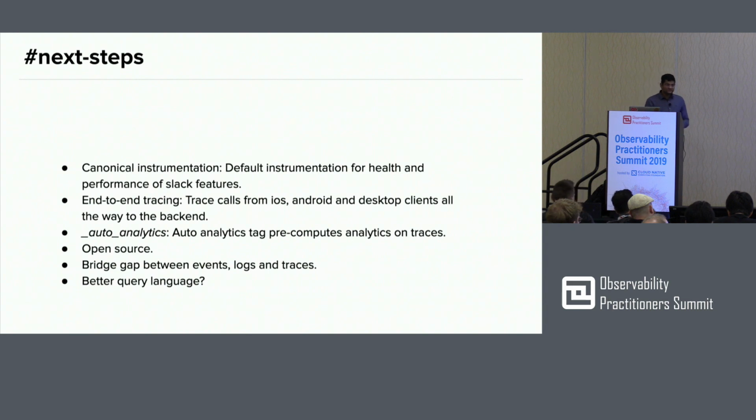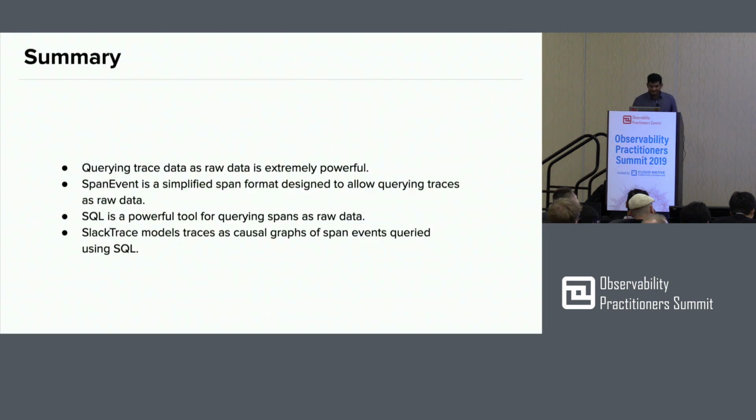In future, we want to open source the system, and using this system, we want to bridge the gap between events, logs, and traces. We also want to, at some point, investigate a more concise query language for querying this data, because right now, SQL is honestly verbose if you have a lot of nested calls. And to summarize, I believe that querying trace data as raw data is extremely powerful. It'll unlock a lot more use cases from your trace data, and it'll be extremely valuable, I think.